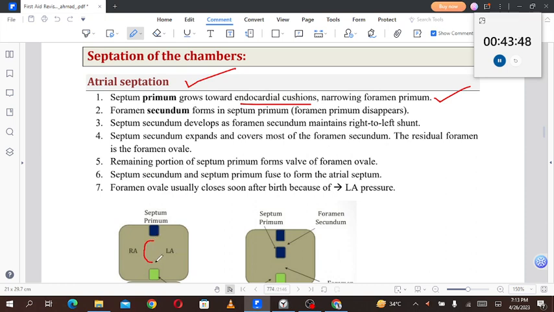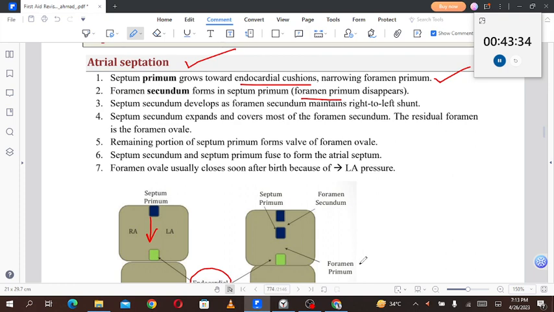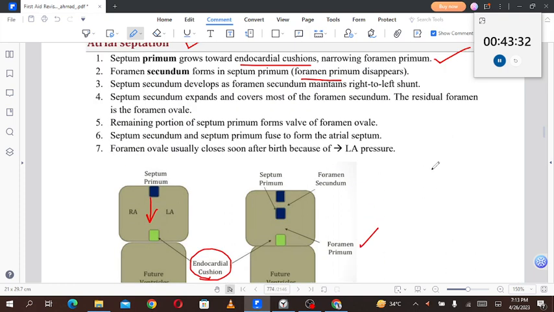This opening is called the foramen primum. So the septum primum starts moving towards the endocardial cushion and narrows it. The foramen secundum forms in the septum primum. The foramen primum disappears. That is very, very important. This is the foramen primum. In the long run, what happens? Let's suppose this is the heart, and here we have the endocardial cushions. The endocardial cushion looks something like that.